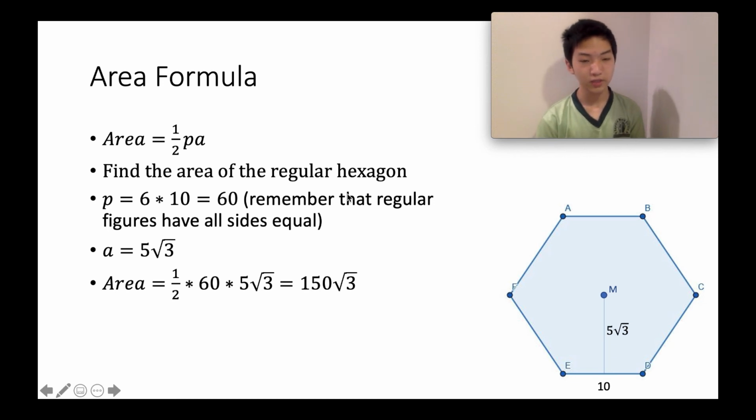So we just plug it into our formula, and we get that the area is equal to 1/2 times 60 times 5 radical 3. And this is equal to 150 radical 3.